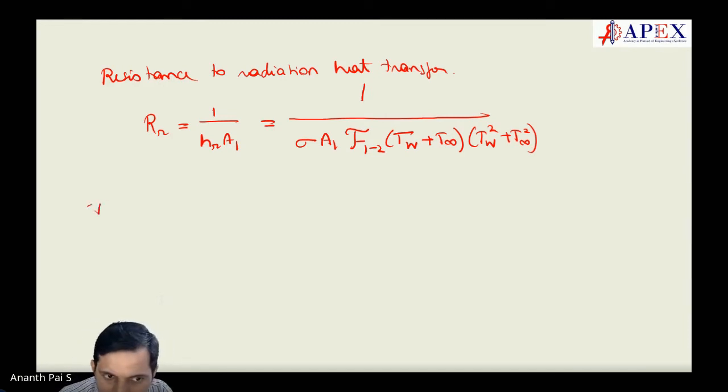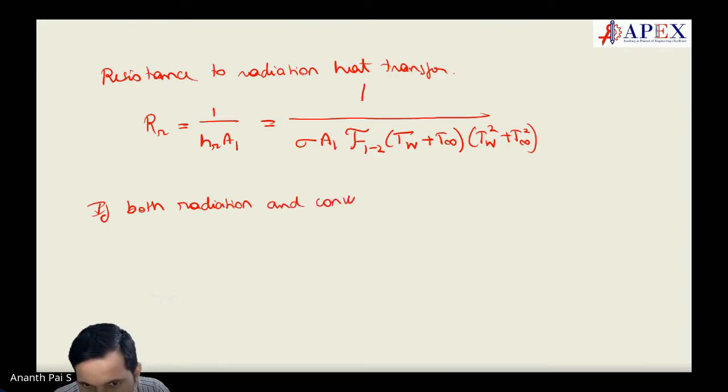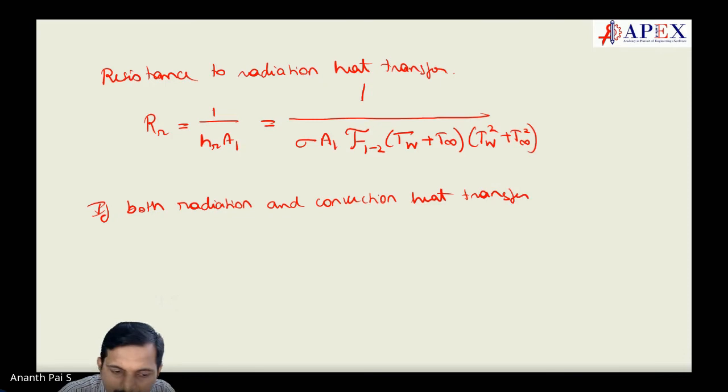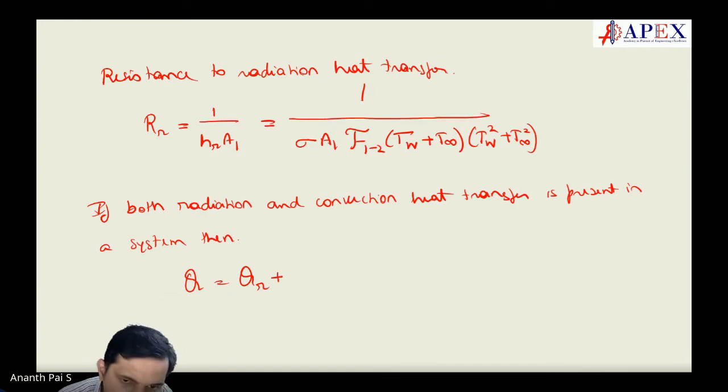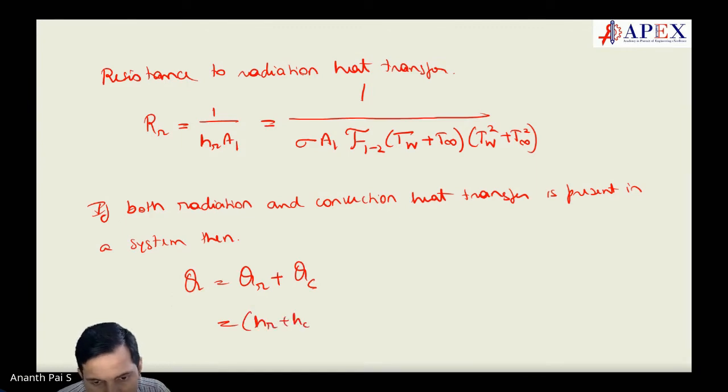Now, if both radiation and convection heat transfer is present in a system, then Q is equal to Q with respect to radiation plus Q with respect to convection, which is given as HR plus HC into A1 into TW minus T infinity.